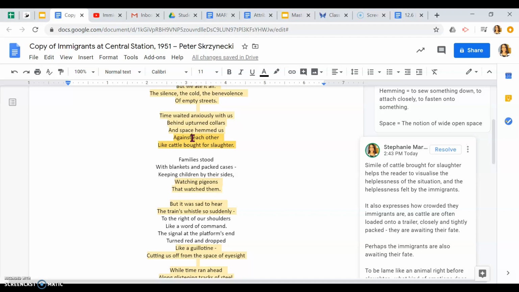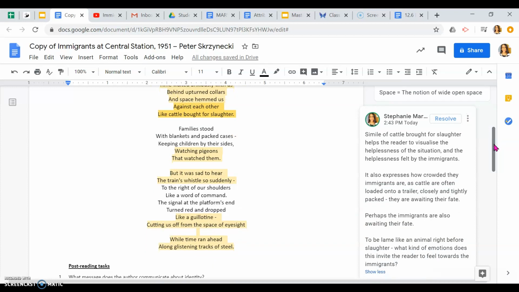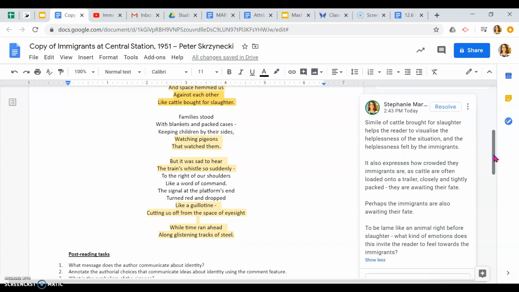So this section of the stanza, paired with that juxtaposition, the simile now of the cattle brought for slaughter helps us as the reader to visualize the helplessness of the situation and the helplessness that's felt by the immigrants. It also explains to us and helps us to understand how crowded the immigrants are. When you think of cattle before they're brought for slaughter, they're often loaded onto a trailer, quite closely and tightly packed. There's little care in how they're put onto this trailer and how much space they have between them.